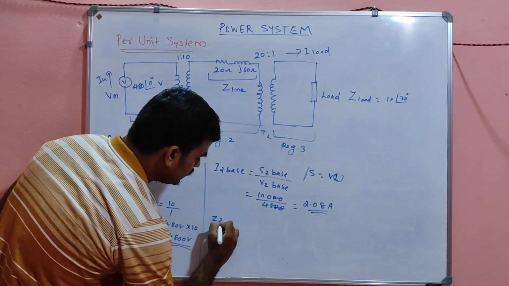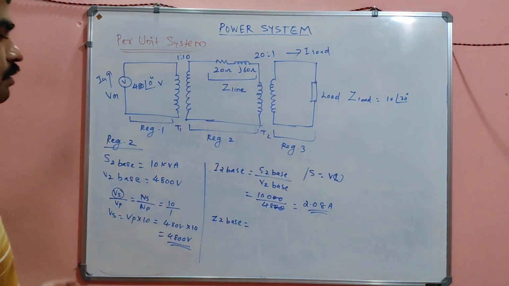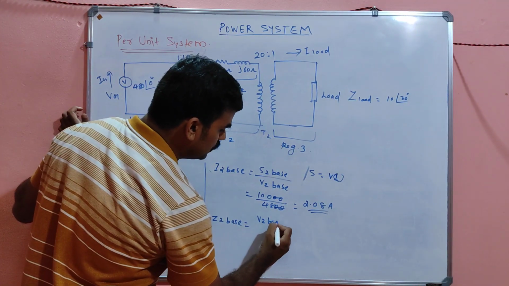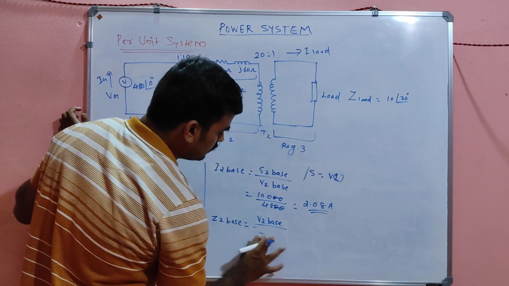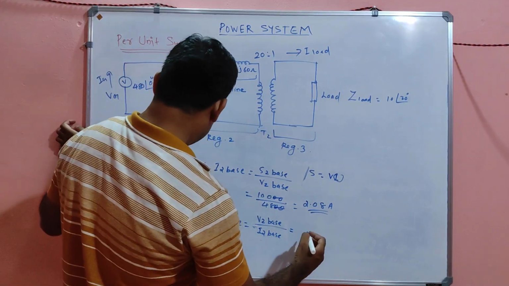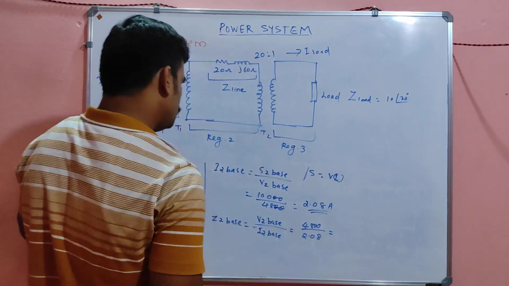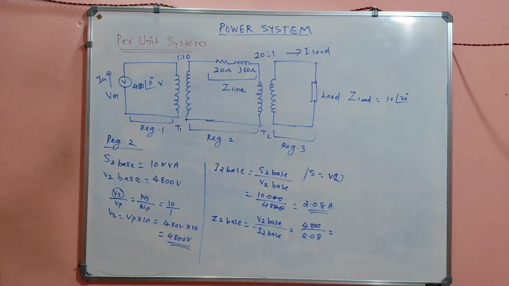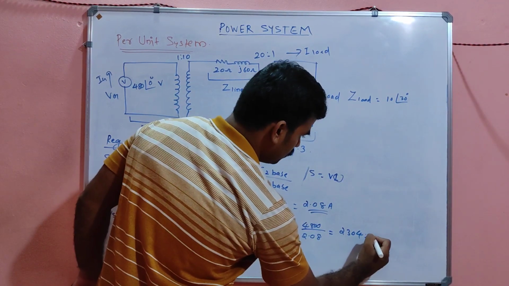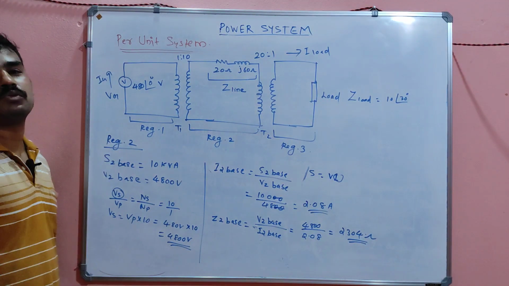So this is the I2 base. And next you have to see for Z2 base, my dear. So Z2 base is nothing but what? If you have V2 base and I2 base, simply you can calculate Z2 base. So V2 base divided by I2 base is nothing but Z2 base. V2 base you already have. What is that V2 base? 4800 and I2 base 2.08. So Z2 base will be equal to what, my dear? 2304, correct now? 2304 ohm. So now you have all the parameters in region 2.